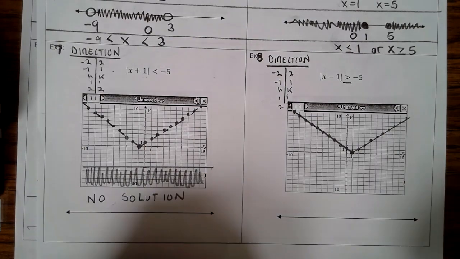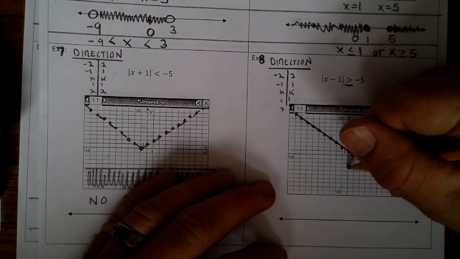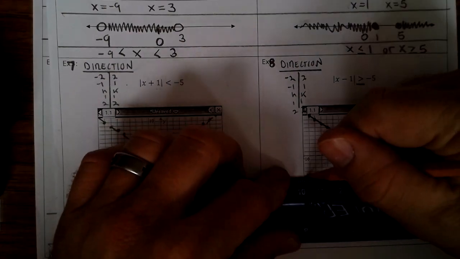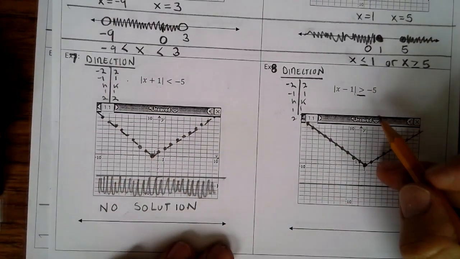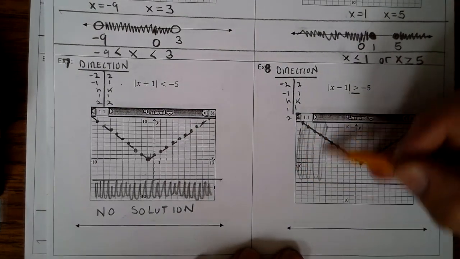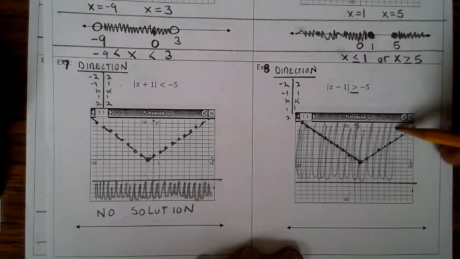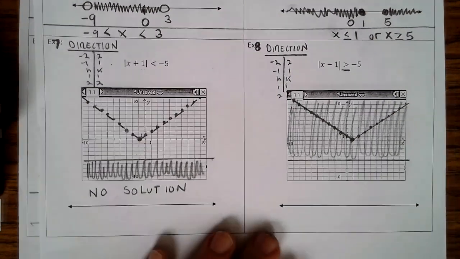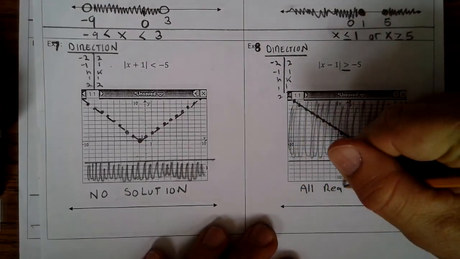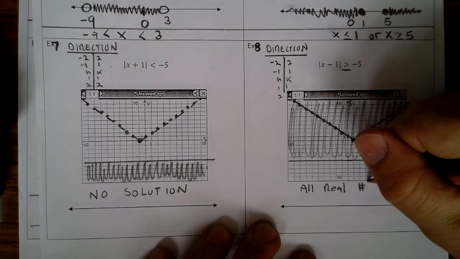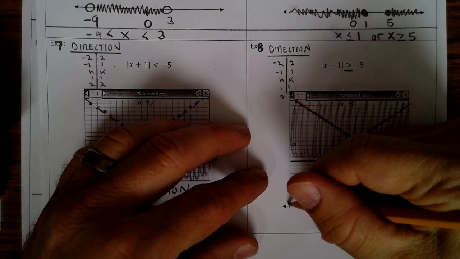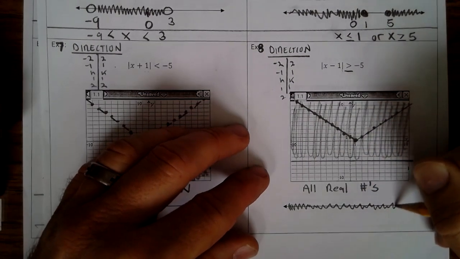And then we have a horizontal line at -5. So 1, 2, 3, 4, 5. But in this case, we shade greater than, so we shade everything above the line. So you can see the entire graph is shaded. So this is all real numbers. So you would shade the entire number line. There's your solution.